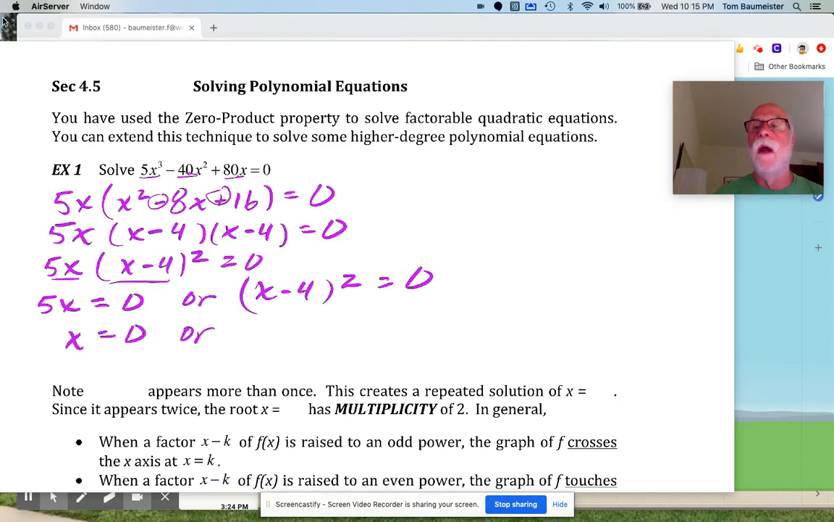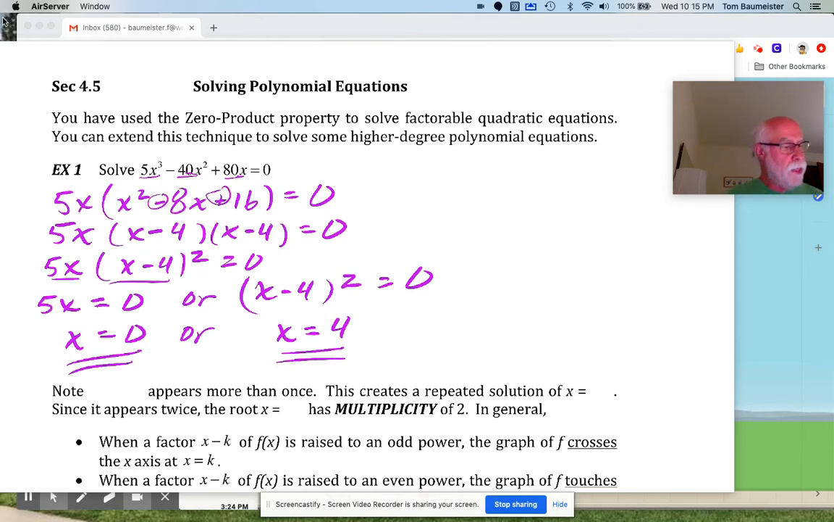On this one here, think about it. To undo a square, I would square root it. The square root of 0 is 0. So x minus 4 equals 0, or in this case, x is equal to 4. And those are our two answers.